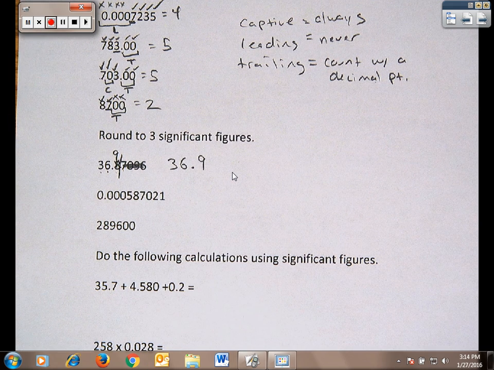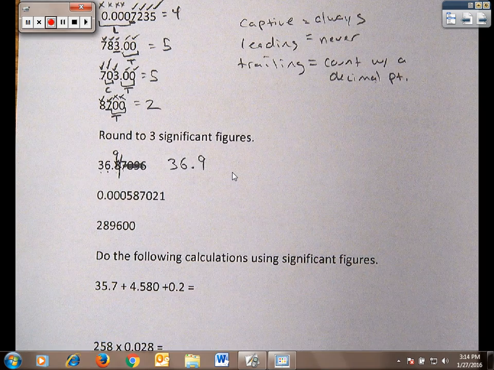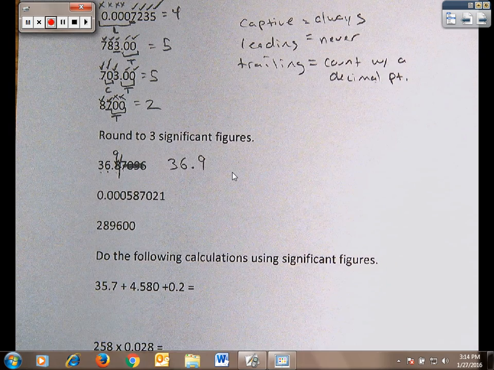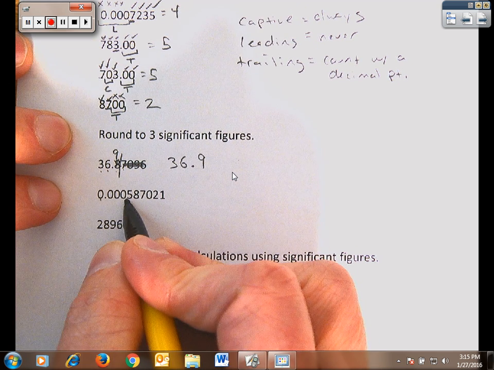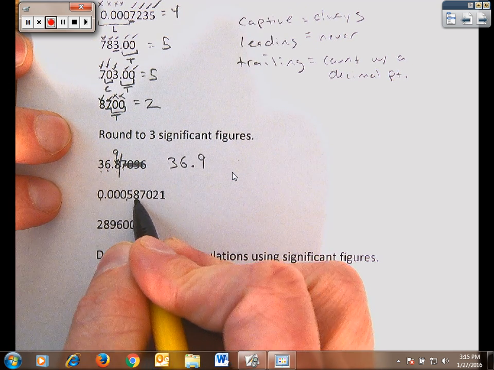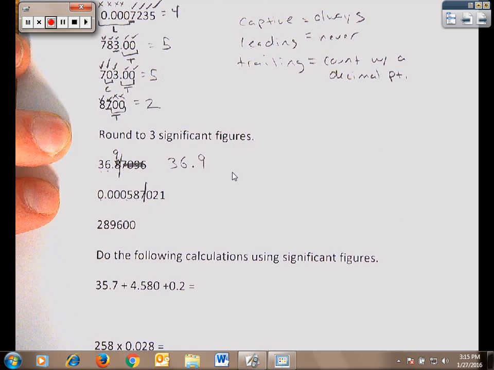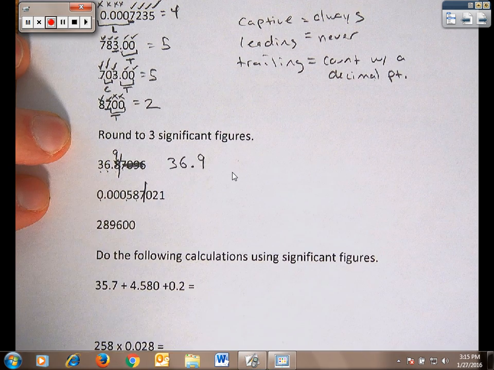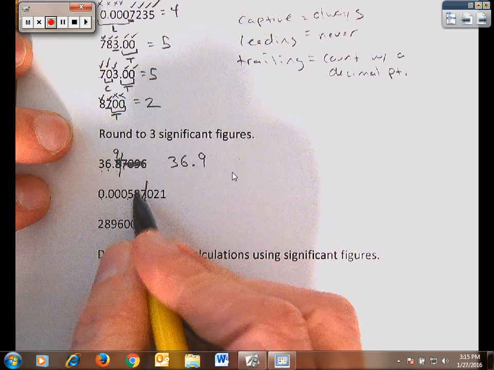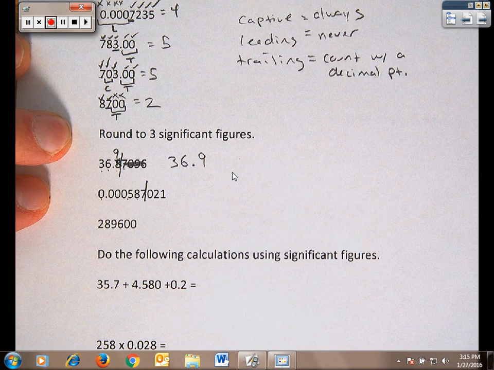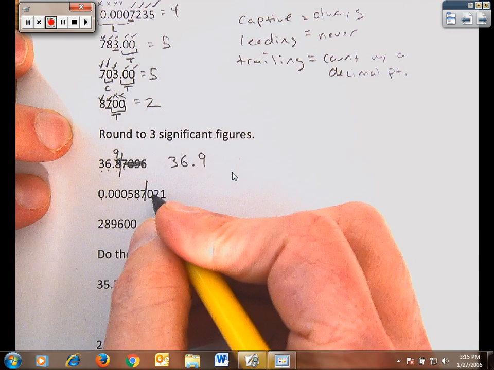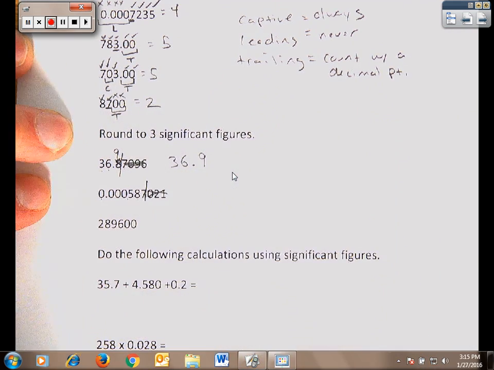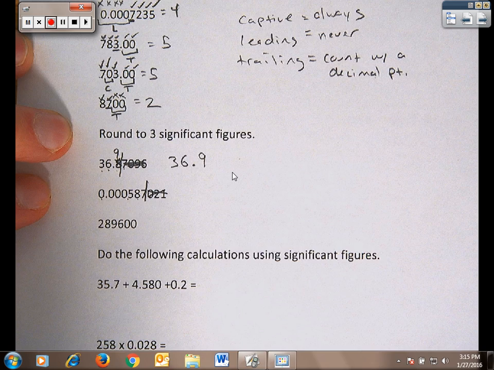Let's take a look at the next one. Again, when we find our three significant place values, we have to start with the first non-zero number. So we don't start here. This is the first one, the 5. The 8 is the second one, the 7 is the third one. The cutoff is after the 7. These zeros are not significant because they're leading. We ignore them. 7's followed by a 0, so we leave it alone. We drop everything after the decimal point we don't need.